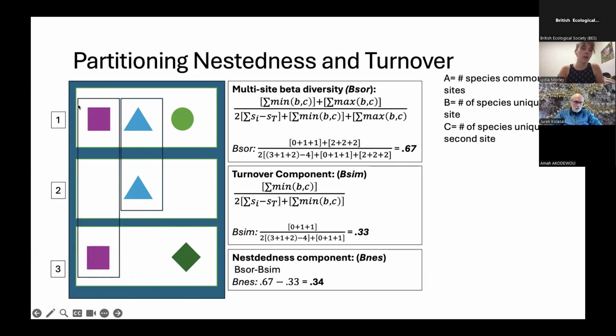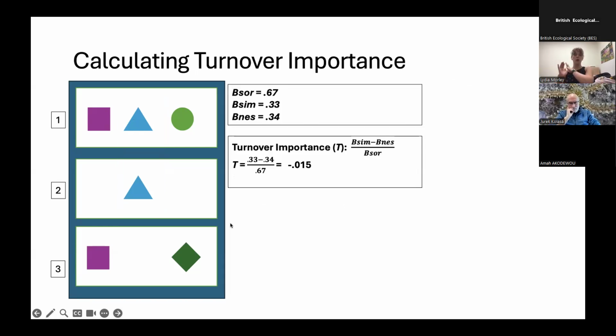So here is when you share species and you contain some, but not all of the species from the other site. So site 3 contains some, but not all of the species from site 1, and site 2 contains some, but not all of the species from site 1 as well. So now that we know all of the parts, we can calculate turnover importance, which is just turnover minus nestedness over total beta diversity. And this will range from -1 to 1. And it basically gives us a picture of how much more important turnover in a community is versus nestedness.